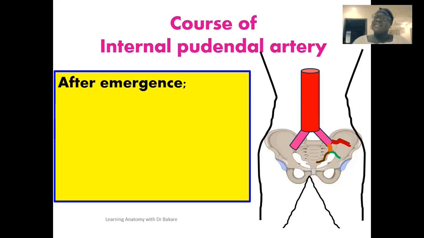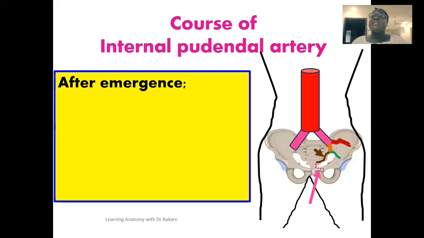So the internal pudendal artery, after its emergence, it is important for us to establish the course that it runs. We already described how it emerges in our previous slide. We say that it emerges from the anterior trunk of the internal iliac artery. We use this image by the side. This is where we have the anterior trunk of the internal iliac artery, because we know that the internal iliac artery will further subdivide into the anterior and the posterior trunks, where the different branches will then emerge from. We say that at the terminal end of the anterior trunk, we have the internal pudendal artery, and this is what is highlighted here in pink.